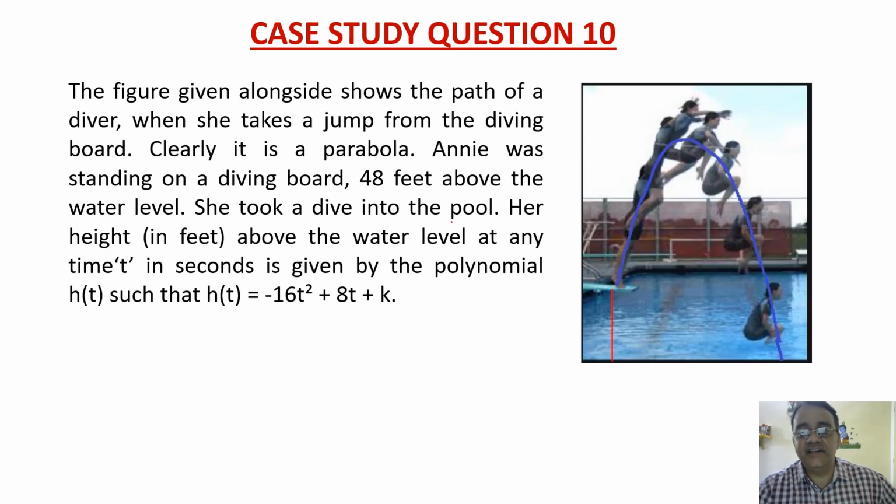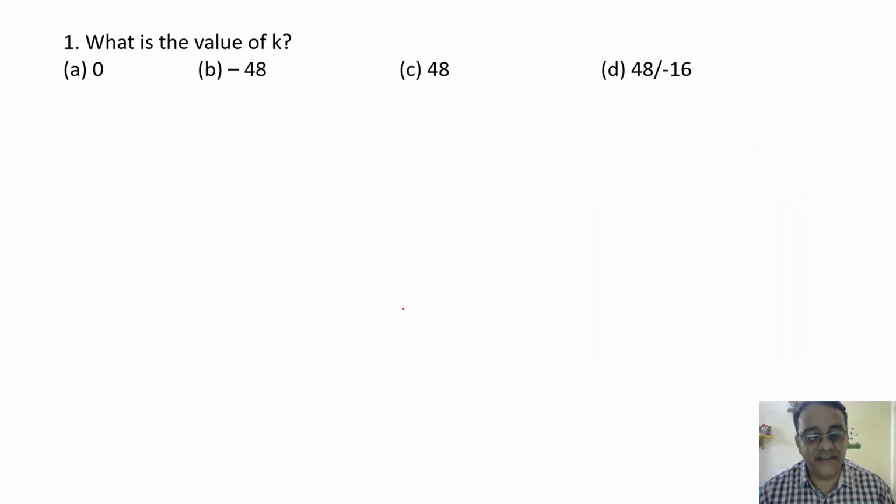She took a dive into the pool. Her height in feet above the water level at any time t in seconds is given by this polynomial, h of t is equal to minus 16t square plus 8t plus k. Right. Now based on this context, we are going to face questions. First, what is the value of k?